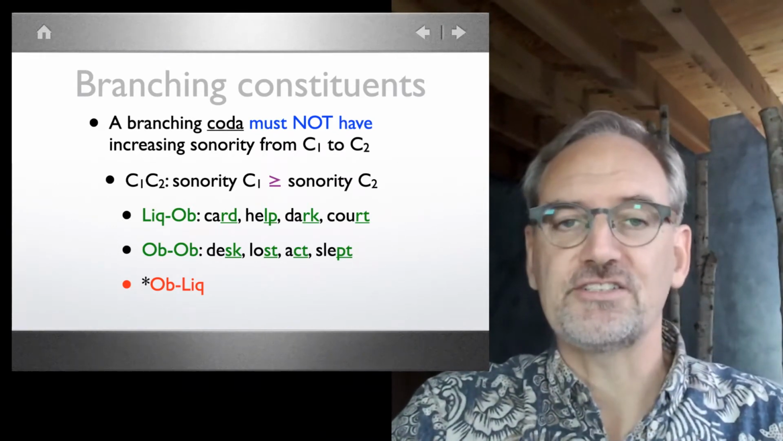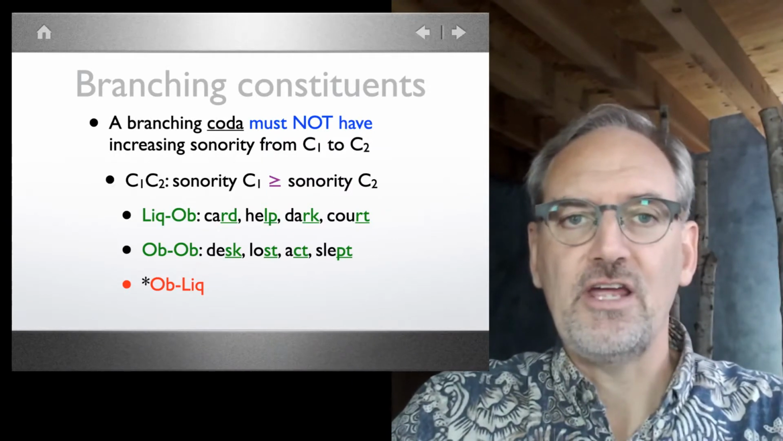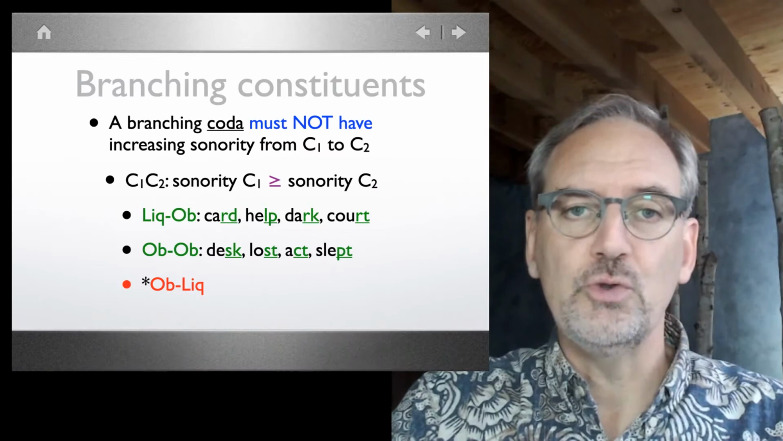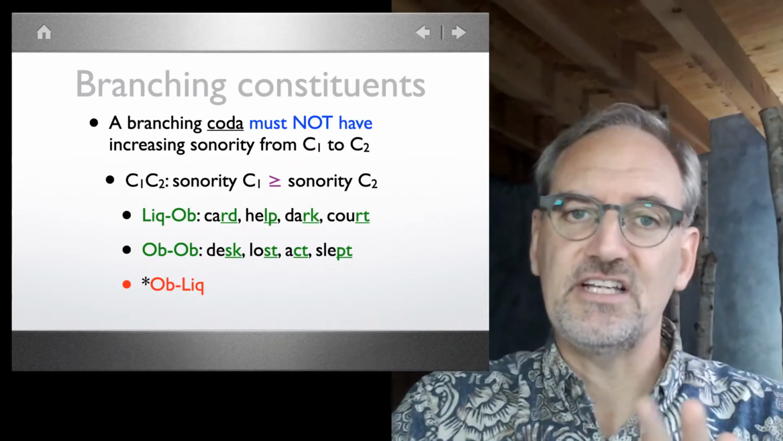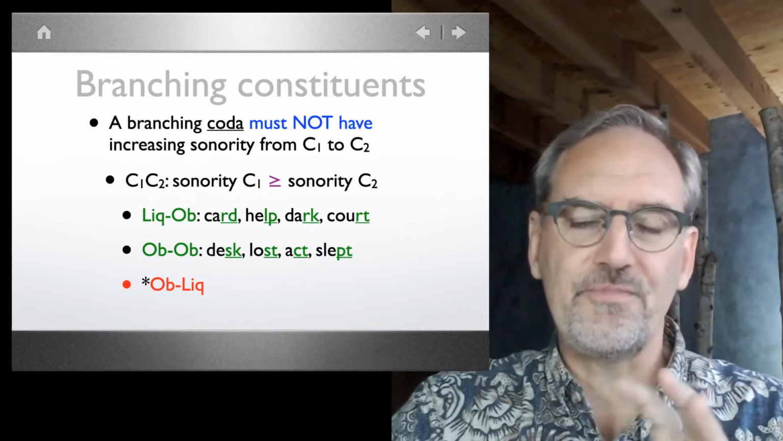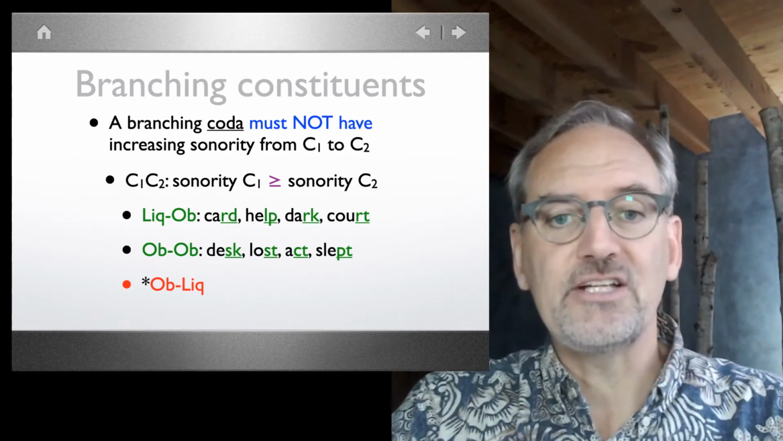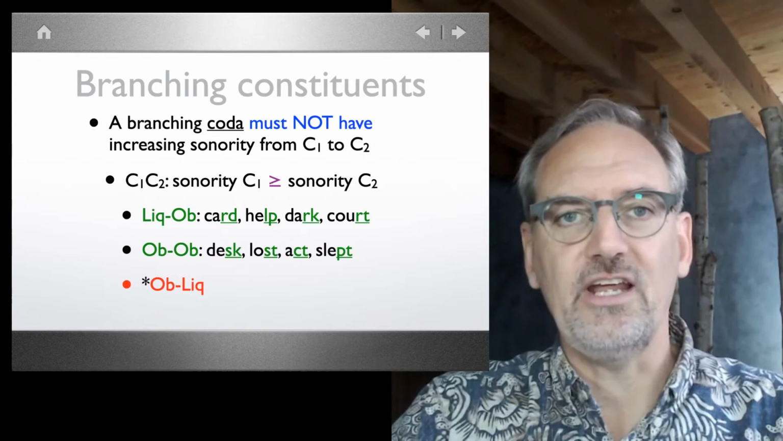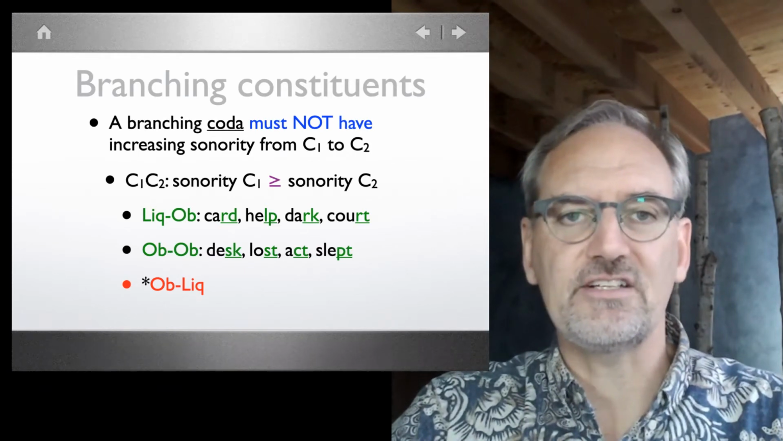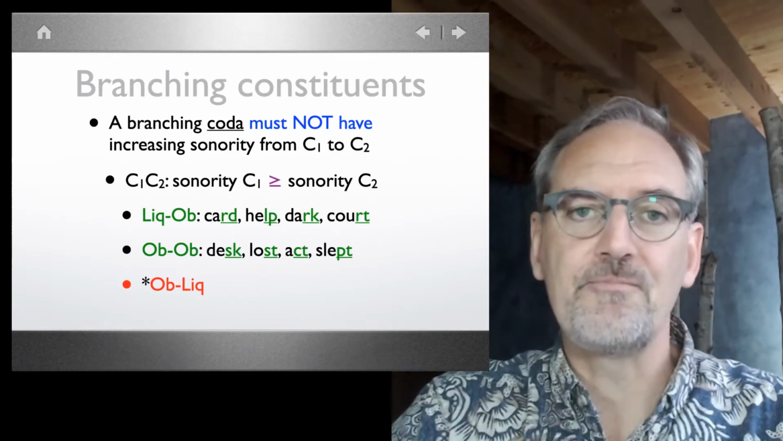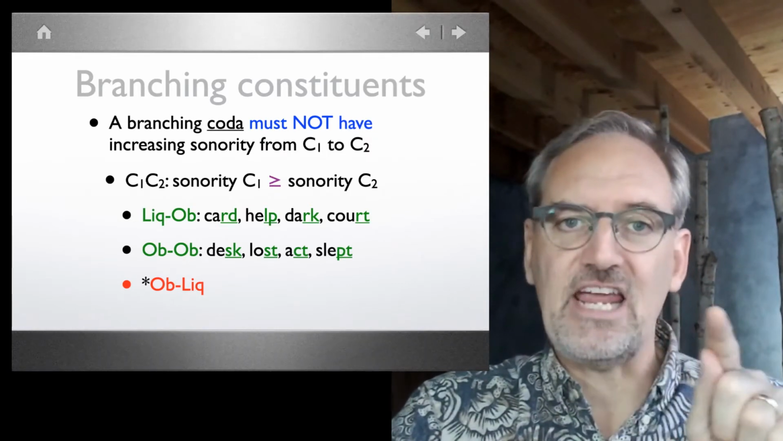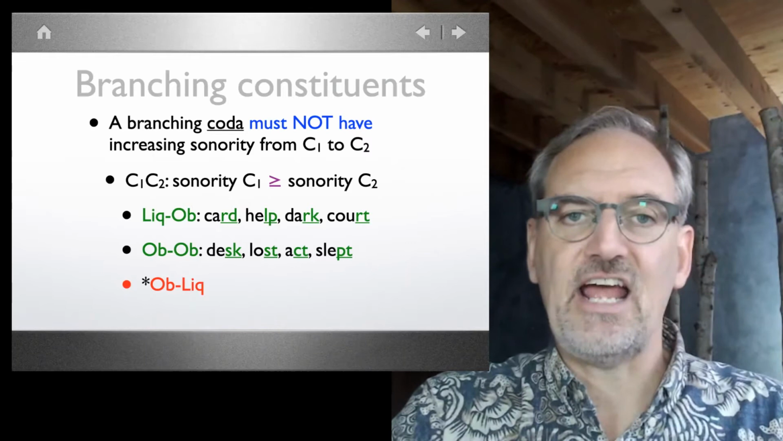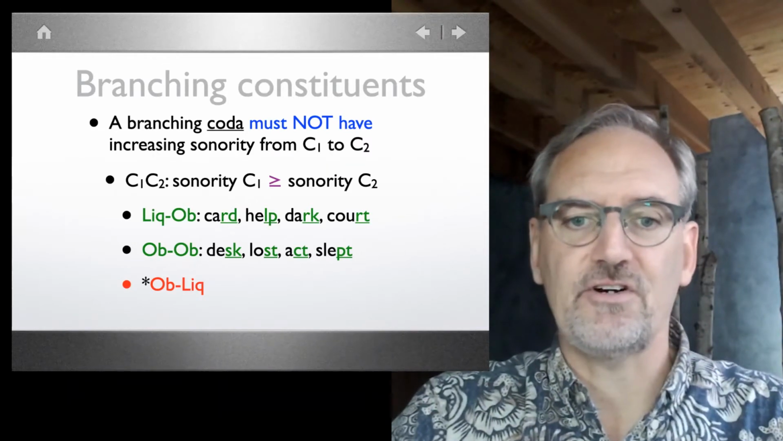Now, coda clusters, consonants that are in 2 positions of a branching coda, have a different rule. In fact, in some sense, it's kind of the reverse rule, the opposite rule. So a branching coda must not have increasing sonority from the first to the second consonant in the branching coda. They may have either the same degree of sonority, or the second consonant can have lower sonority than the first.